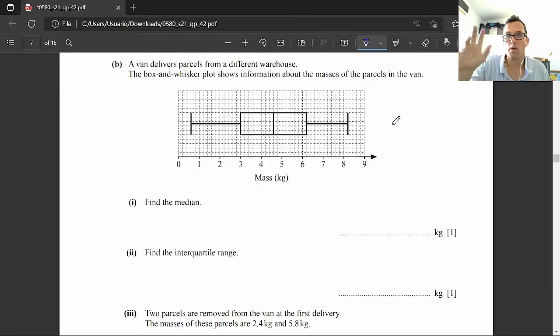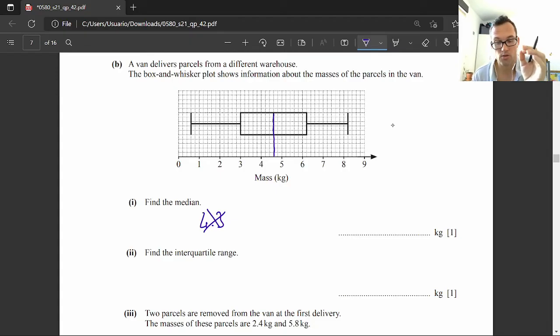Question 4b, box and whisker plots. First one, find the median. As you know, the median is of course the middle line in the box. The biggest mistake students make here is reading the scale wrong. It is not 4.3. That would be wrong. Look carefully. There are 5 squares between 4 and 5, so each square counts 0.2. Count them up: 4, 4.2, 4.4, 4.6, 4.8, 5. So the one we're looking at there is 4.6.